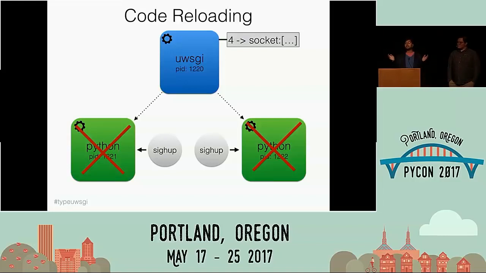And so uWSGI, having just woken up, needs to start some workers. It does so. Those workers wake up, and they call accept. And that's how uWSGI can switch you to a new version of the code.